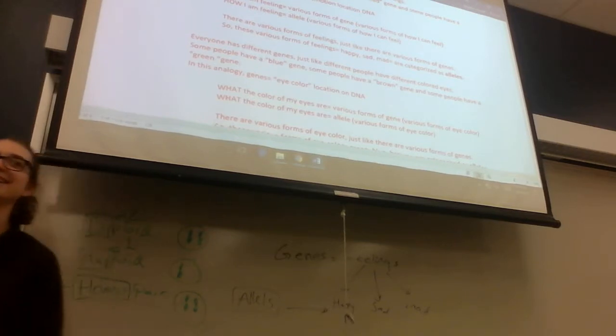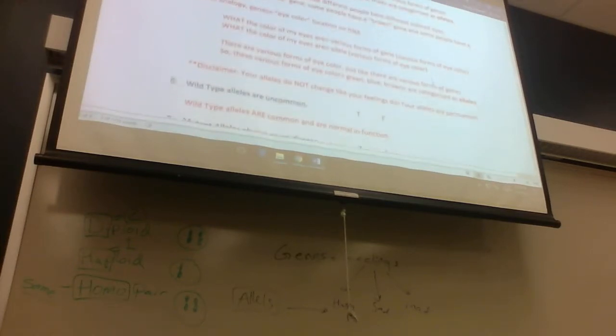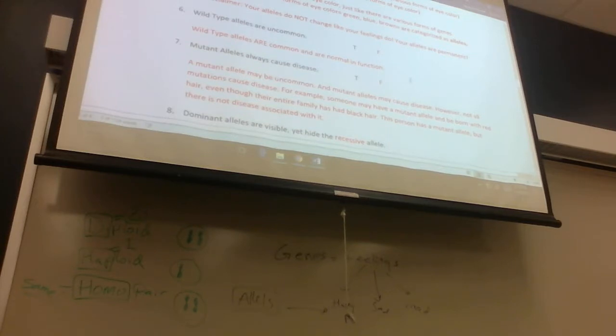Okay, so then for this other one, it says wild type alleles are uncommon. Would that be false? They're very common. Yeah, you always have wild type alleles. The reason why I put this in here is because a lot of people would have thought, true, wild type alleles are uncommon, but they are actually very common. So like wild would be a feeling like being wild?